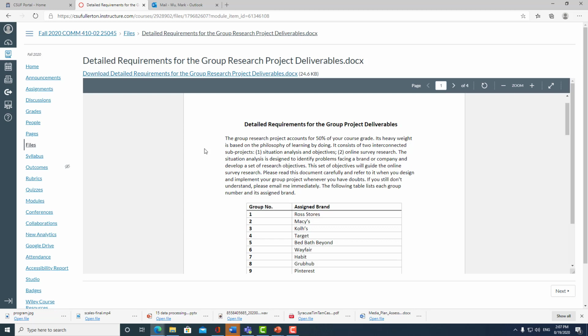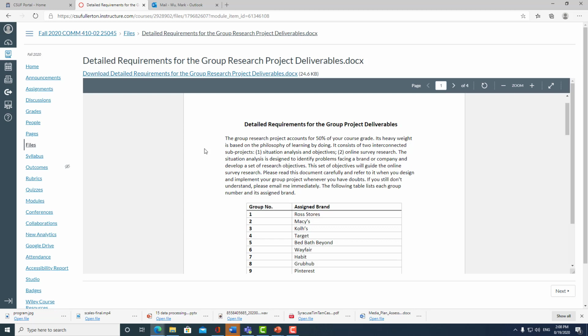Now, it consists of two sub-projects, and in the regular semester, I used to have 3 sub-projects. We have situation analysis and objective as number 1. Number 2, I would also include a focus group. So this time, I reduced the workload a little bit, given the extra stress on each and every one of our society. So I reduced it to 2 sub-projects: situation analysis and objective, which is secondary data gathering, and then online survey research, which is primary data gathering.